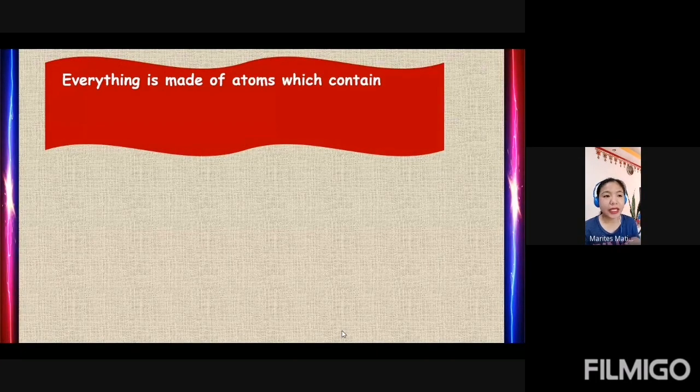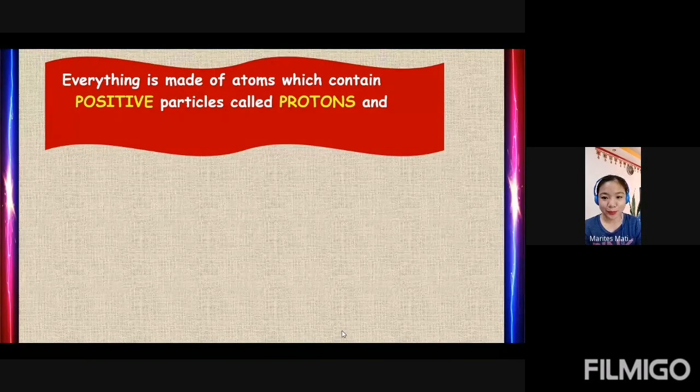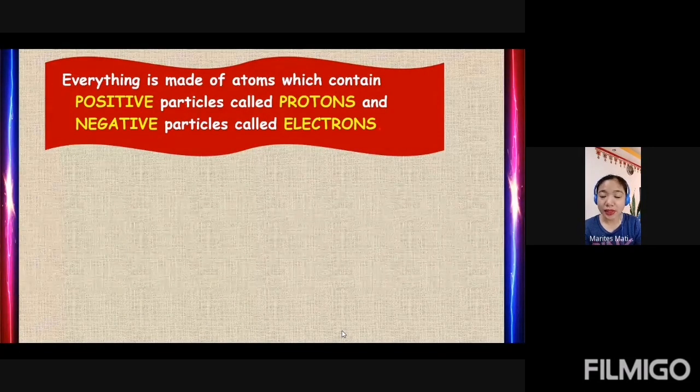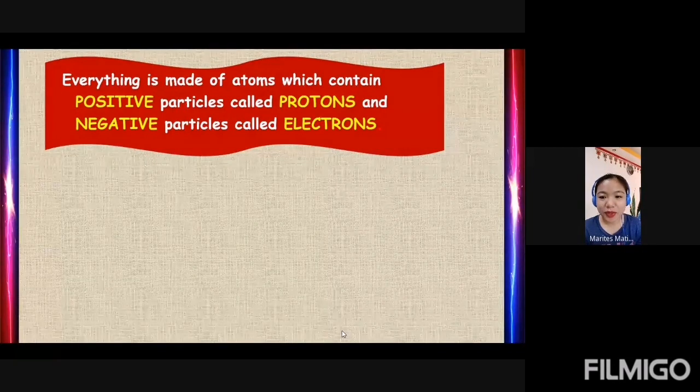So take note, guys, let's review those concepts first so we can better understand the terms we will see later. Take note that everything is made of atoms. We know that, right? Which contain the positive particles called protons and negative particles called electrons. Right? What is the missing particle of the atom? What is the third? Very good, Faith. The neutron. That's the neutral particle.